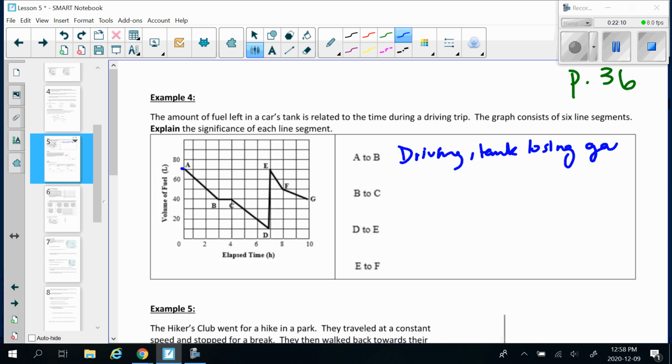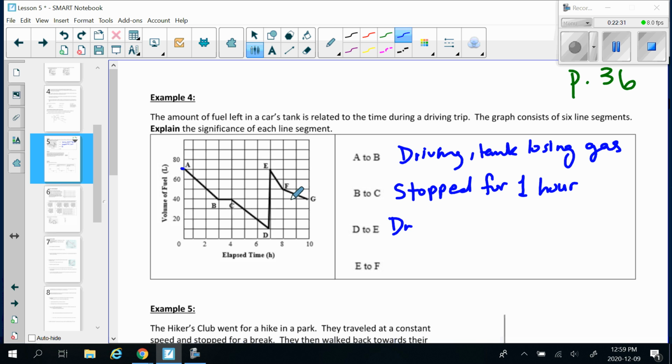And then between point B and C, we stop losing gas. Well, how can you explain that? Well, we stopped driving. We stopped for how long? Well, from about 3 to 4 hours, we stopped for about 1 hour. And then we started driving again.